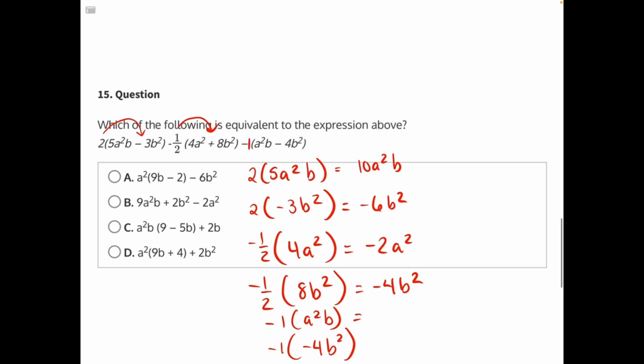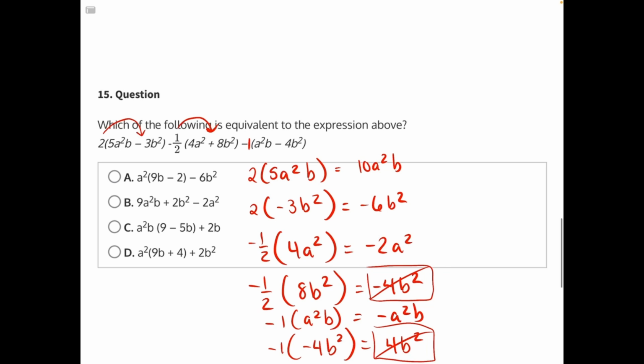This will just change the sign to negative a squared b. This will also change the sign. A negative times a negative will give us a positive 4b squared. So now we can start to combine our like terms. Here we have a negative 4b squared and a positive 4b squared. Those will completely cancel each other out as they are complete opposites.